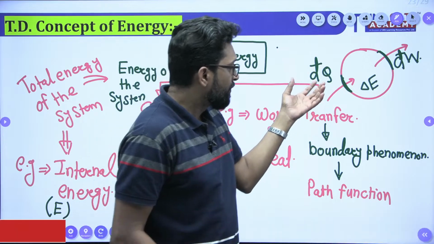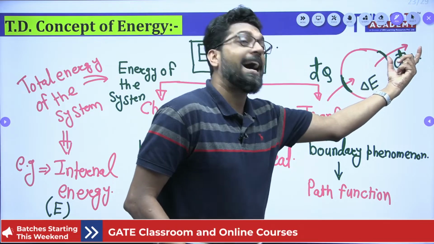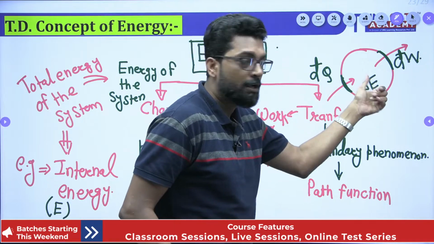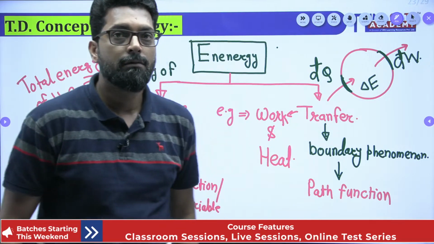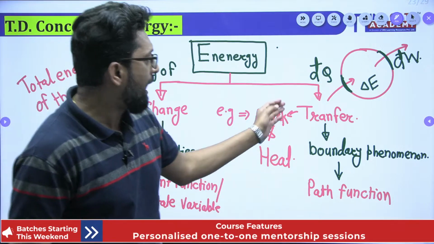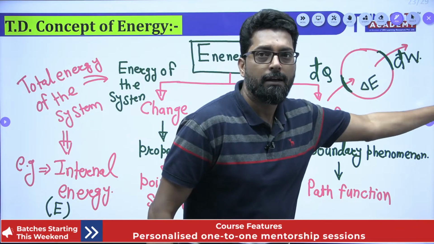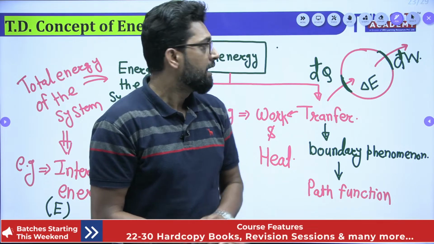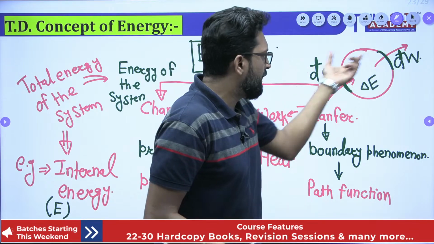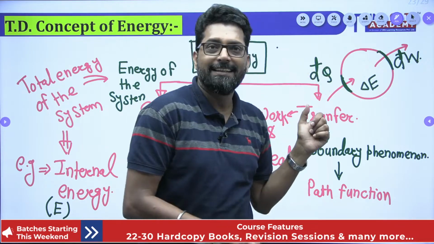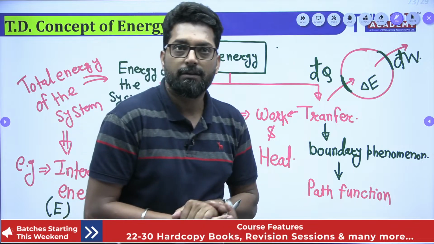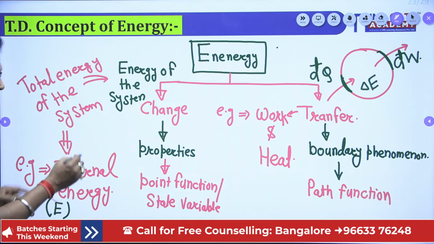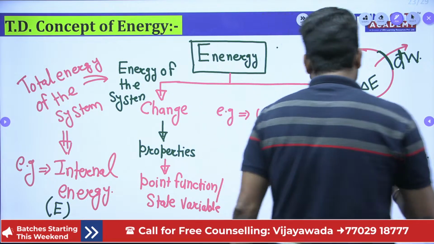That means if this magnitude is higher, you are removing more energy compared to the input, and the system energy will reduce. If you add more energy compared to removal, the system energy will increase. If there is no interaction of work and heat, the system energy will remain constant. So this energy, the total energy, that means internal energy, may increase, decrease, or remain constant.